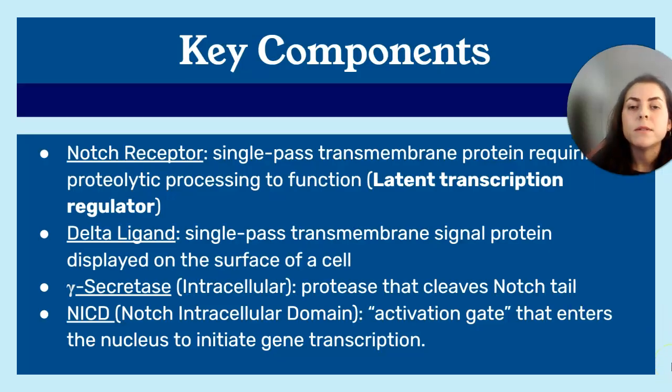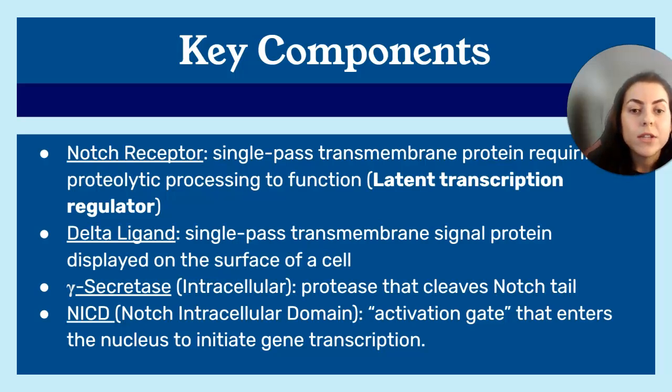So just some key components before I get started on the pathway. We have the ligand and receptor like we've been talking about, an enzyme that's important once it's turned on, and this domain. The Notch receptor is a single-pass transmembrane protein. It needs proteolytic processing to function, and it gets to this processing through binding to the Delta ligand. So the Delta ligand will bind to this receptor to initiate proteolytic processing. That's why it's known as a latent transcription regulator, because it needs to be turned on in order to go into the nucleus to initiate transcription of the gene.